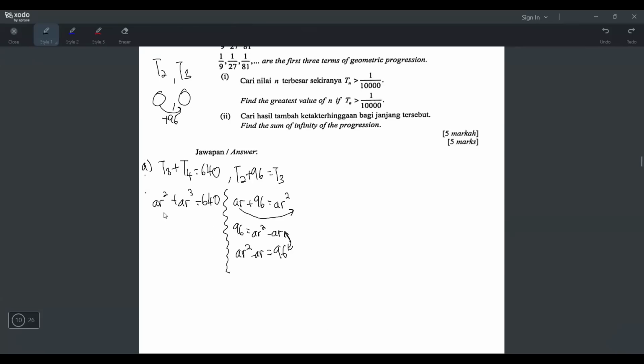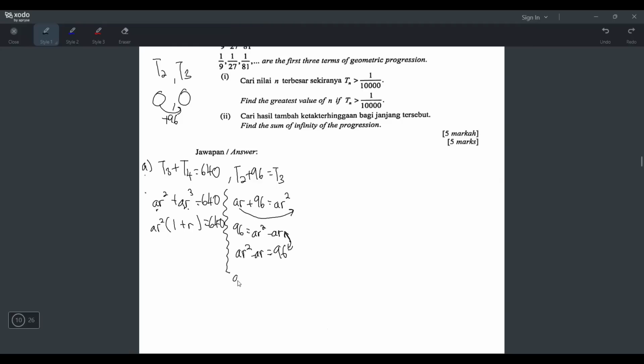Before you divide, you have to factorize completely first. So AR square and AR power 3, what can you factorize? They both have A, so you can factorize A. R square and R power 3, the common factor is R square. So they both can divide by AR square. When you divide AR square with AR square, you get 1. When you divide AR power 3 by AR power 2, you get R only. So I already factorize completely, and do the same here also.